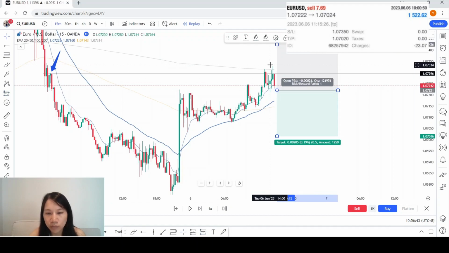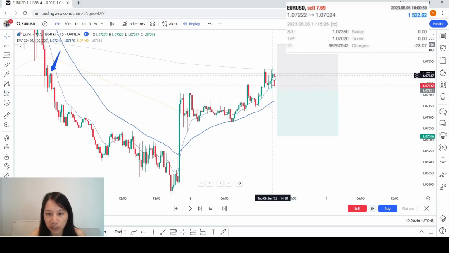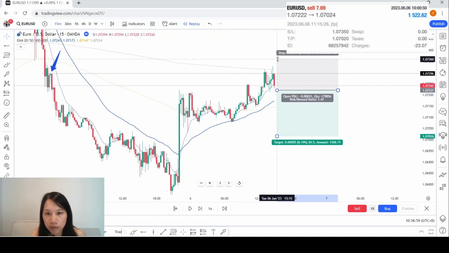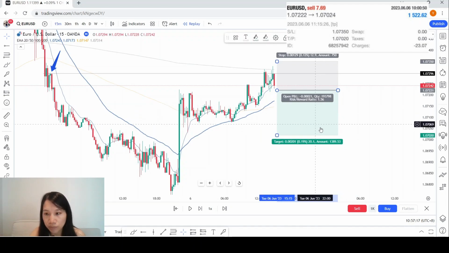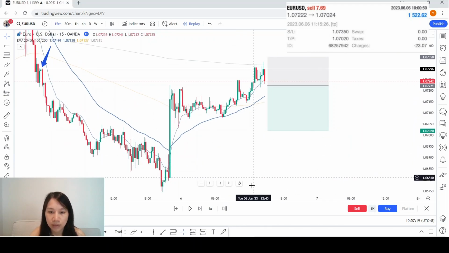Okay, so my stop loss is above the trigger candle, 2 pips above. The high of this trigger candle is 1.0733. So my stop loss 2 pips above, that means 1.0735, and I will target 1.5R, 1.0702. Okay, let's see how it played.